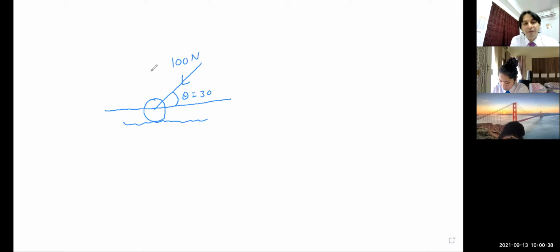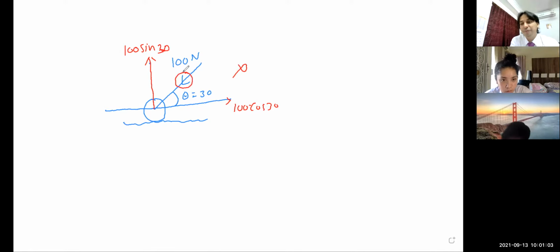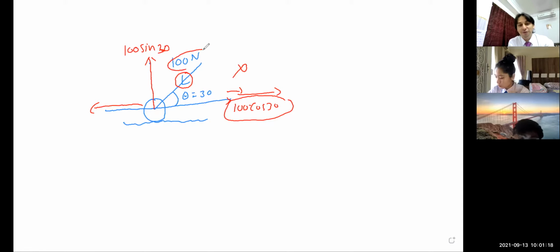Some of you are saying, sir, it is very simple, just draw x-axis and y-axis and take along this side 100 cos 30, and this side 100 sine 30. If you are looking in this way, then your answer will be wrong. Look at the direction of this arrow. If you say 100 cos 30, this object will move along this direction, and this is not possible as the roller is moving along this side. The effect of this force 100 Newton, this roller is moving to the negative x-axis, you will say.